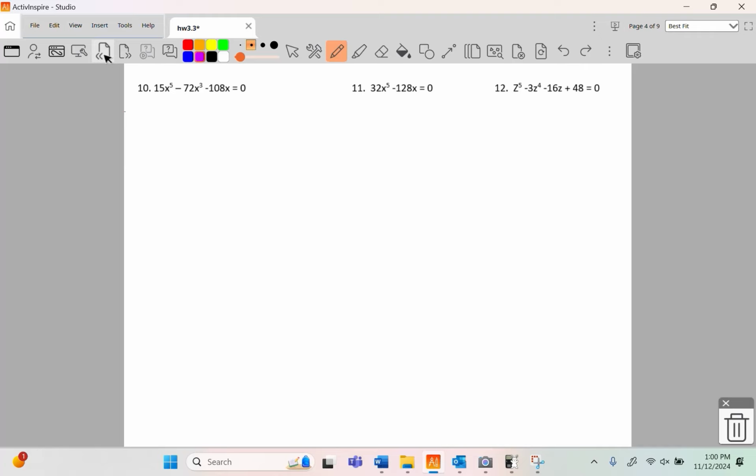So you can pull a 3 and an x. If you pull a 3x from 15x to the 5th, what's 15 divided by 3? 5. What about if you pull an x from x to the 5th? Subtract the 1: x to the 4th. What was 72 divided by 3? How about if you pull an x from x cubed? What was 108 divided by 3? And is there any x left? No.